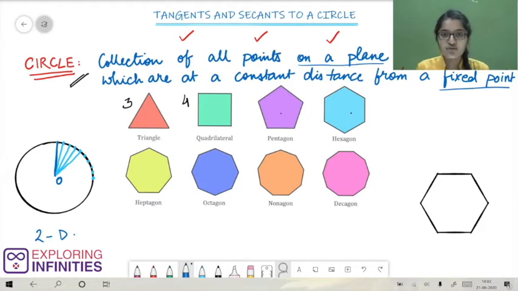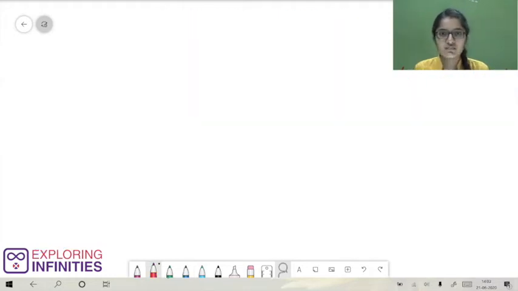a fixed point would give us a 3D figure. And what would that 3D figure be called? It would be a sphere. Hence, when we are trying to define a circle, which is, as I said earlier, a 2-dimensional figure, it is very important for us to mention that all these points lie on a plane. So we have covered the definition of one of the words in our title, which is circle.